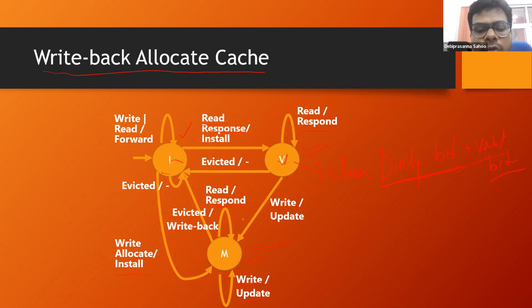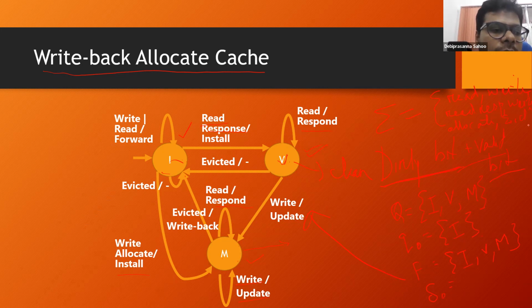So now if we translate this into formal language, we'll again receive this Q set as I, V and M. Then Q0 is again I, F is again all the three, I, V and M. Transition function delta is given by the state machine, and then sigma is given by read, write, read response, write response, write allocate, sorry, and evict. Okay, so far so good with a single level of cache.